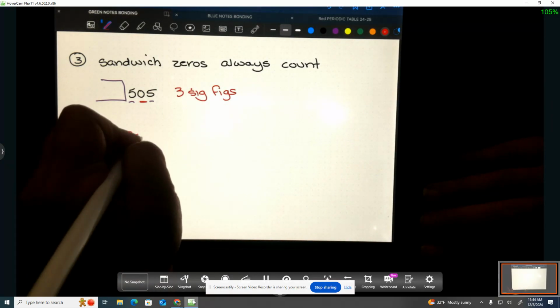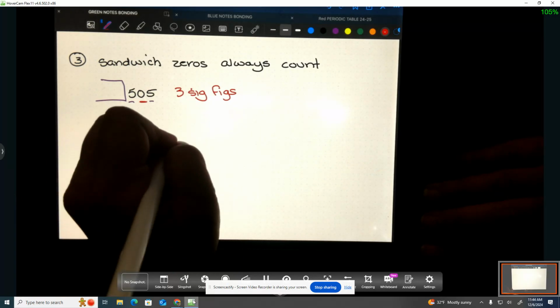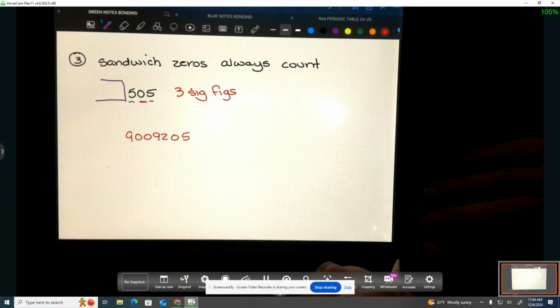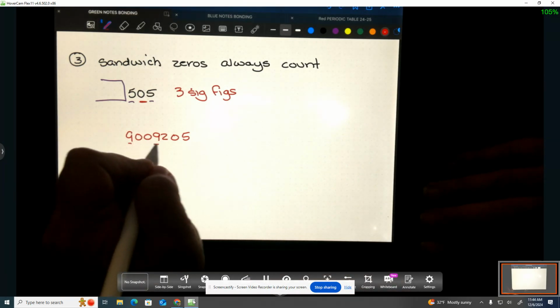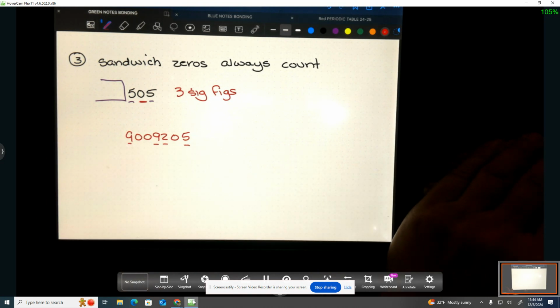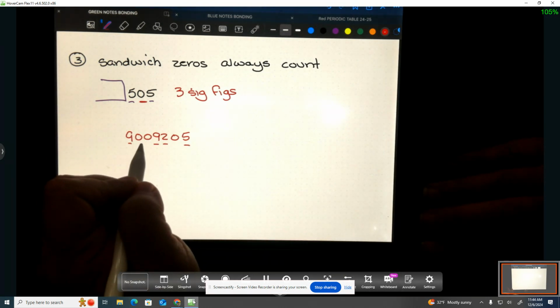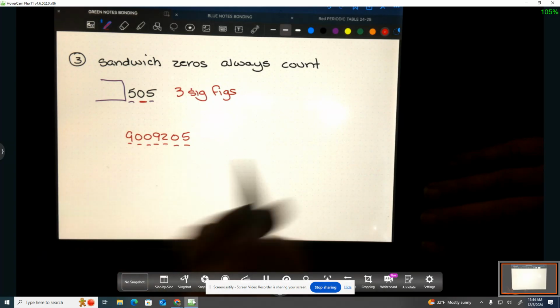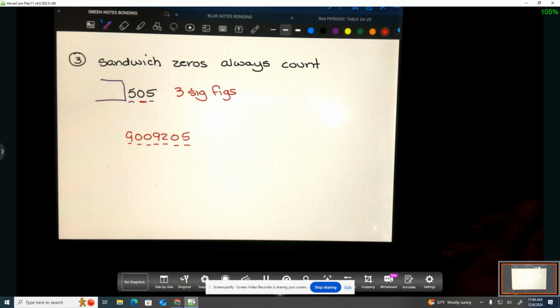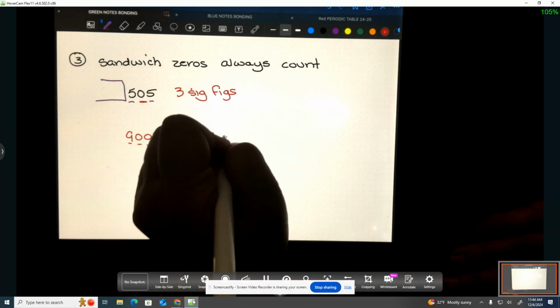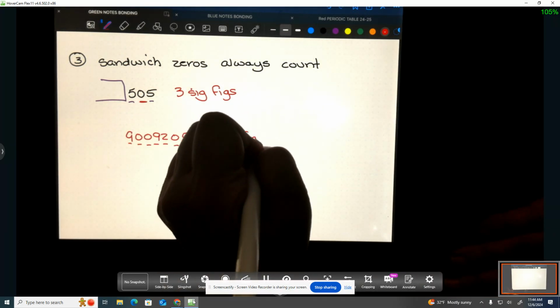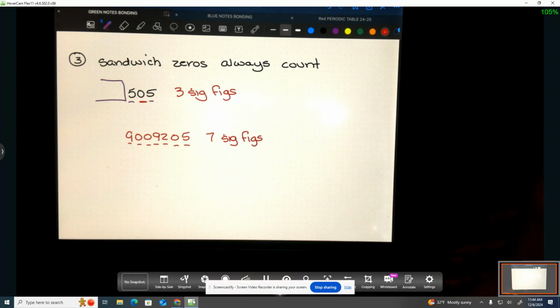Okay? 9009205. That's a bad number, but they're all significant. These 2 zeros are sandwiched between the 2 9s. This one's sandwiched between the 2 and 5. So therefore, they all count. How many is that? 7? 7 sig figs.